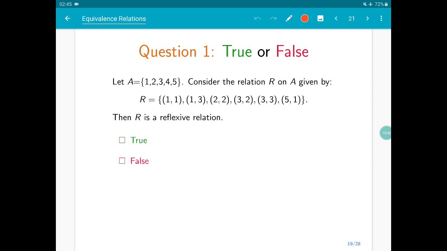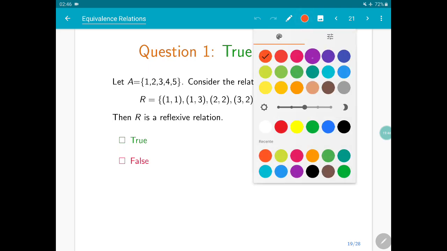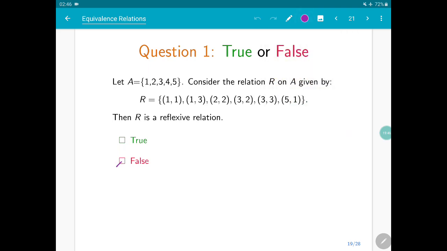Well, this is of course not a reflexive relation, so the answer here is false. And the reason why is that we don't have the pair xx for every element of A. For example, the pair (4,4) does not belong to R. So this is not reflexive. Very easy.